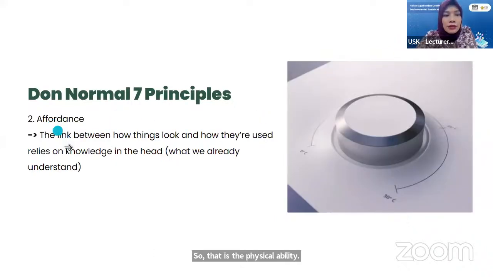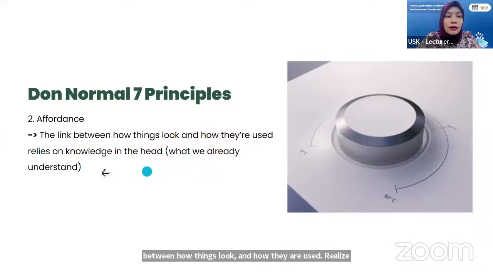The second one is affordance. Affordance is the link between how things look and how they are used, and it relies on the knowledge in the user's head. So we expect that the user already understands what components we use in our application. For example, for this temperature button, we know that to increase the temperature, we switch to the right.